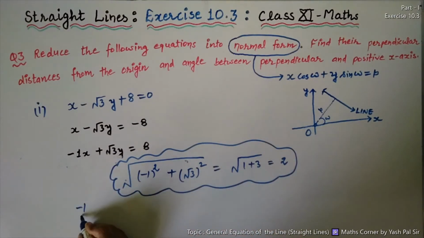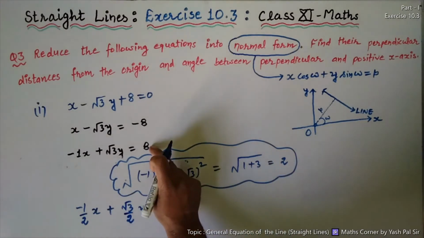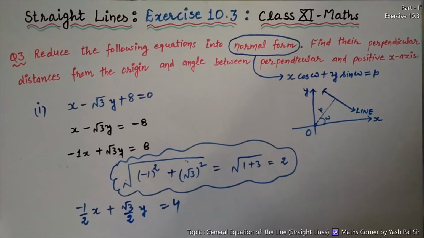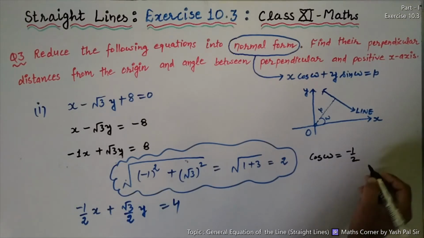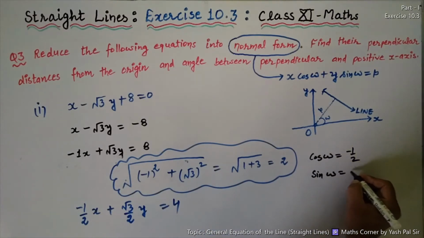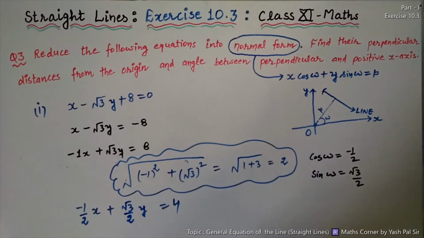So we have now minus 1 upon 2 into x, plus square root 3 divided by 2 into y is equal to 8 divided by 2, which is 4. Now in normal form, x into cos omega, the value is minus 1 upon 2, and sin omega value is square root of 3 upon 2. Meaning to say sin is positive, cos is negative.